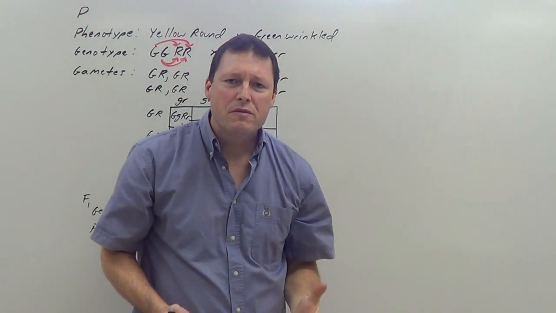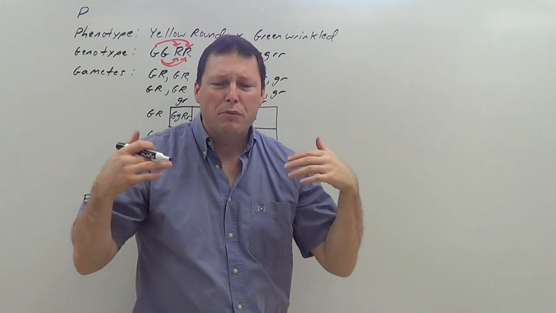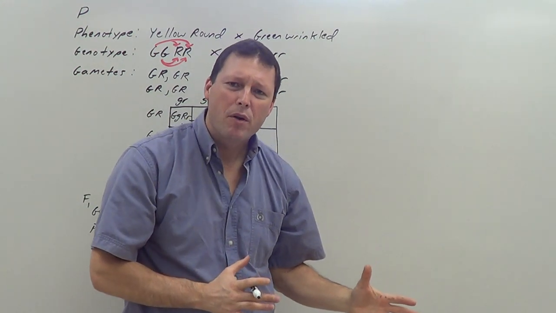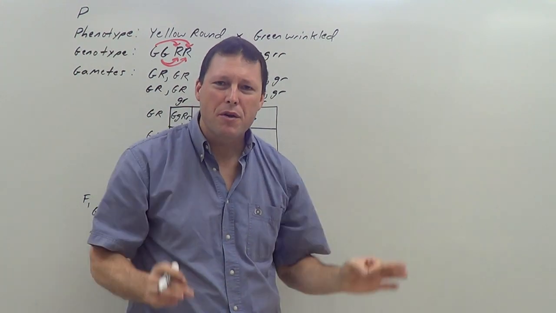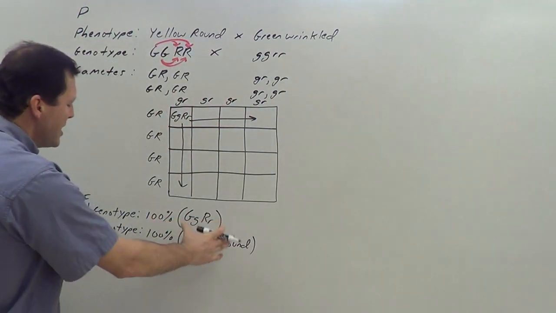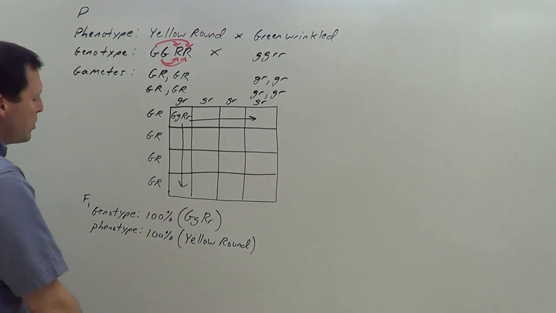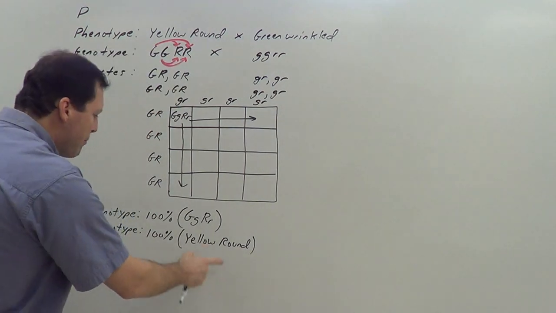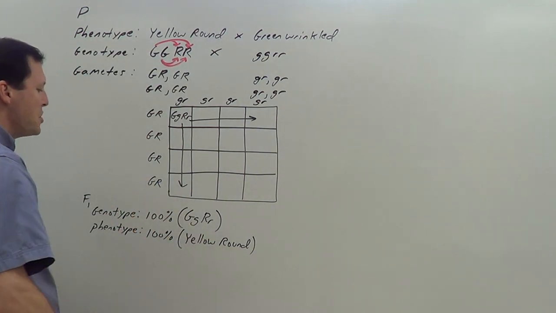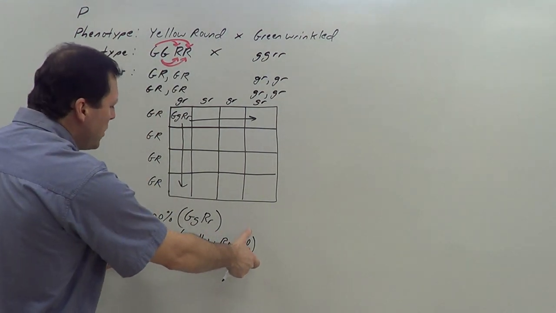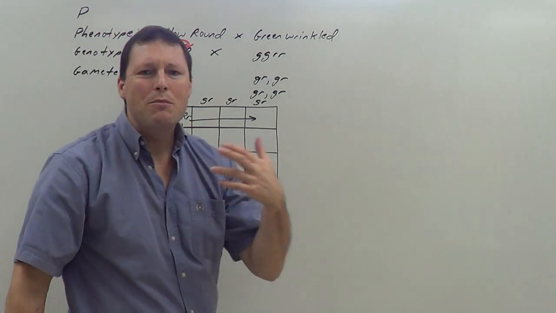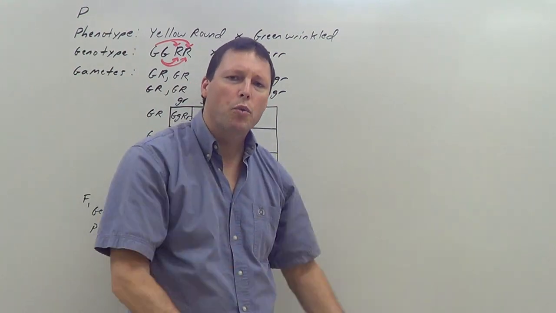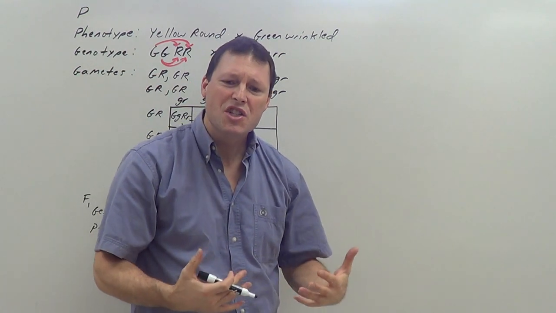Now, if Mendel would have stopped there, he would never have really discovered how traits were inherited. But he took it a step further. He was a good scientist, he was a thorough scientist. And what he did was he took two of these offspring, doesn't matter what two you take, because they all have the same genotype, they all have the same phenotype. So he took two of these offspring and mated them together. And this is what really propelled his research forward and made it significant.